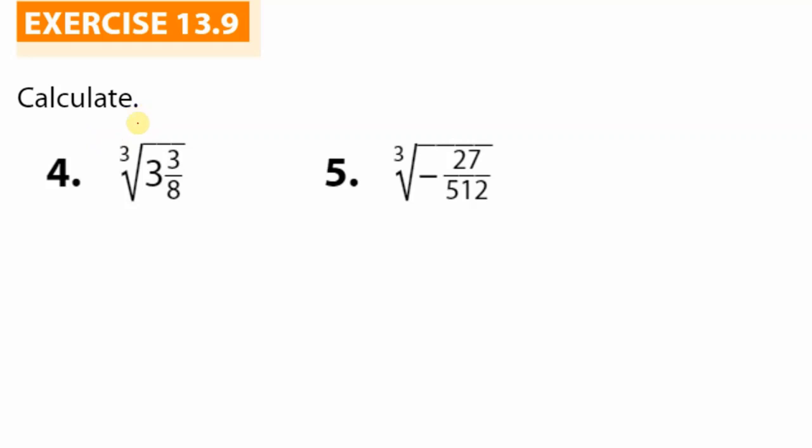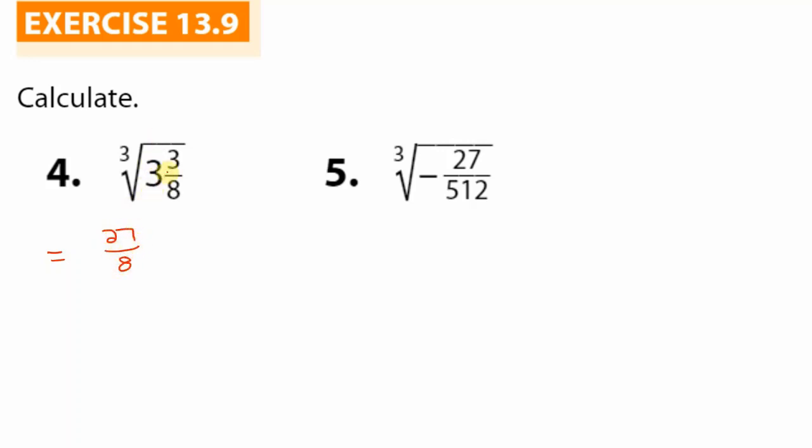Okay, so now that we have dealt with cubes, let's deal with cube roots. So number 4, I see firstly we have a mixed fraction. What do we do with a mixed fraction? Most of the time the strategy is to change into an improper fraction. So we have 3 times 8 is 24 plus the top 3, 27 over the bottom one, which is 8.